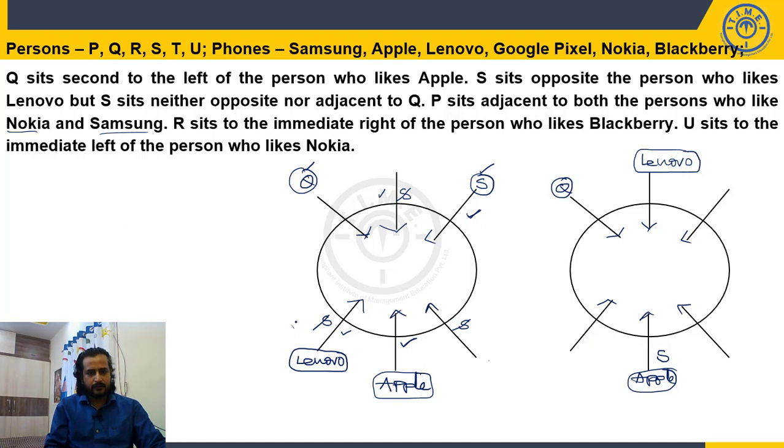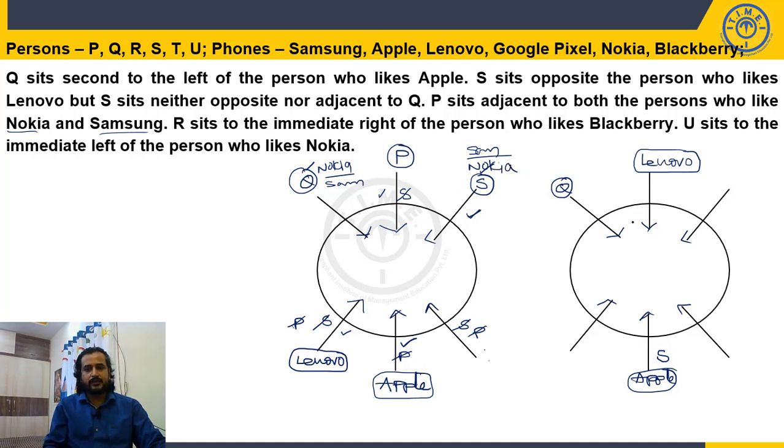Can I take the P here? No. If I take the P here, P has to be adjacent to Nokia as well as Samsung. But already who is there? Apple is there, the person who likes Apple. So it cannot be. Can I take the P here? No. If I take the P here, already adjacent, who is there? The one who likes Lenovo. Not possible. Can I take the P here? No. If I take the P here, P will be adjacent to the one who likes Apple. But P has to be adjacent to the one who likes Nokia and Samsung. So the only possibility is P here. Right. Now these two will be what? Nokia or Samsung. Samsung or Nokia.